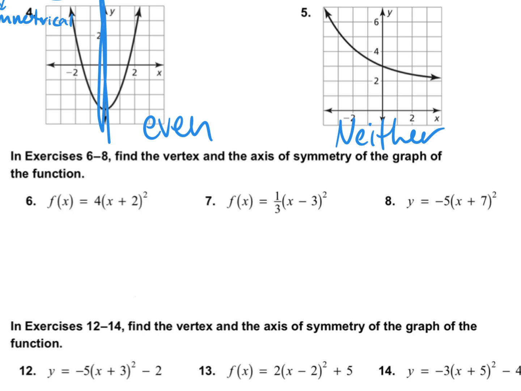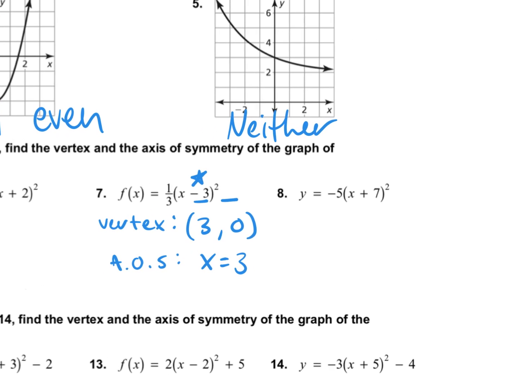All right, for 6 through 8, I think we did 6 together yesterday, so let's do 7. We want to find the vertex and the axis of symmetry. So vertex is what we're adding on the inside and what we're adding on the outside, but we have to remember to do what? Flip the sign on the inside one. So what would our vertex be? 3, 0. Awesome. And then what is our axis of symmetry? X equals 3. Awesome. Don't forget the x equals for the axis of symmetry.